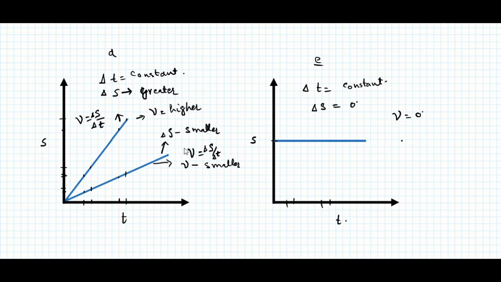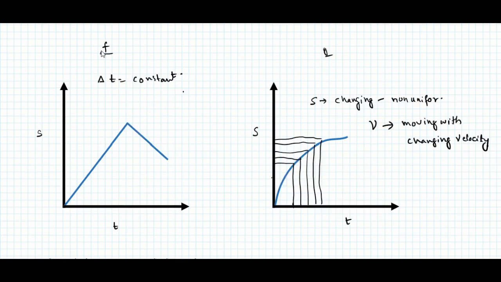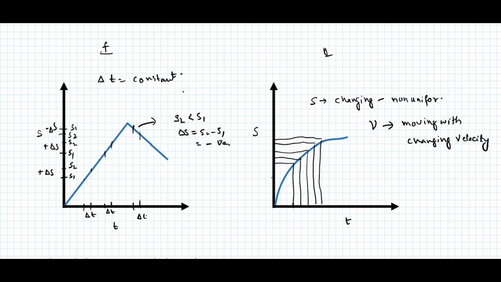In graph F, a straight line is going upward and then it is going downward. We deduce the velocity information in this graph. In upward slope, as delta S goes positive, it means that velocity is also positive. When velocity is positive, it means that an object is moving forward. But when it goes down, delta S goes negative, and so the velocity goes negative. But as it is a straight line, that means that they are moving at constant velocity, but going backward.